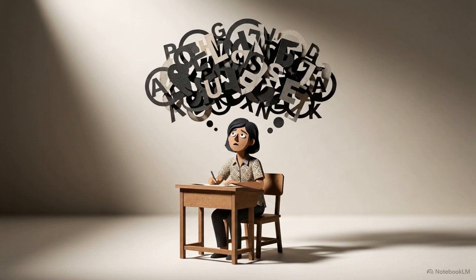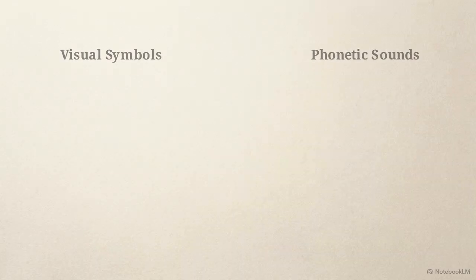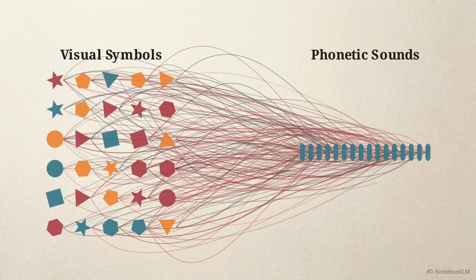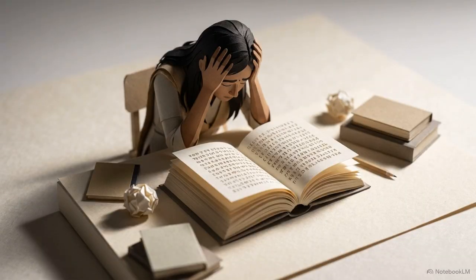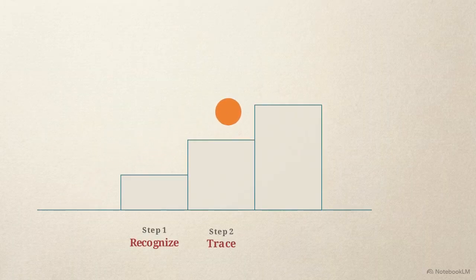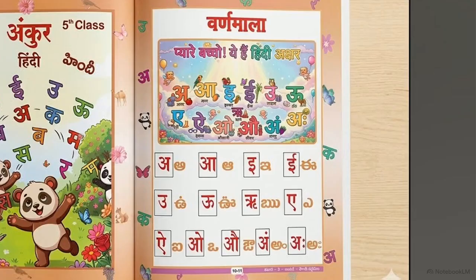For a fifth-grade student, a new alphabet is a series of disconnected symbols. Learning it requires memorizing dozens of unique shapes and the sounds they represent simultaneously, which often creates an immediate barrier to entry. The Ankur 5th class Hindi textbook and its accompanying workbook are structured to lower this barrier through a specific incremental methodology. Look at this introductory Varnamala chart.